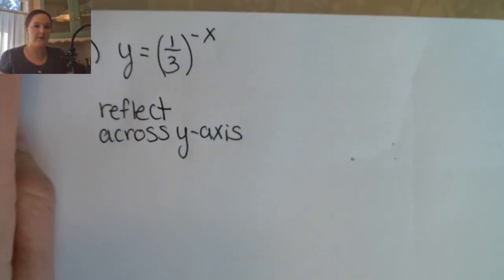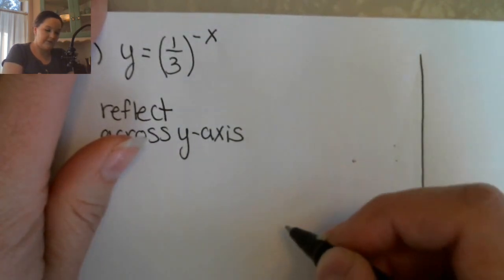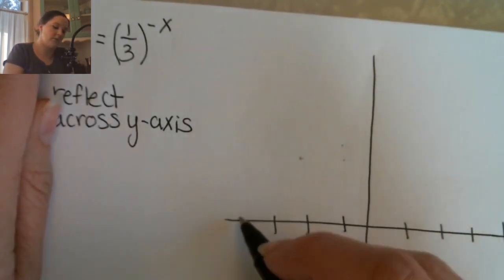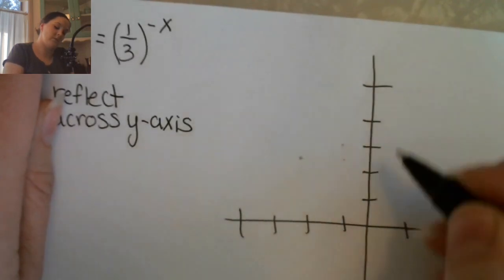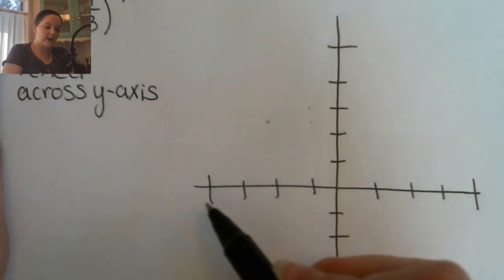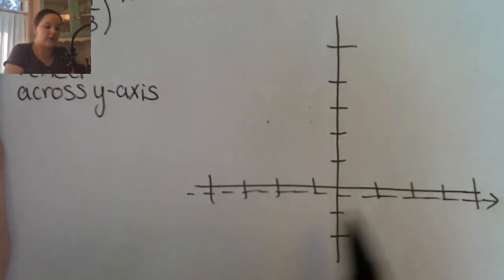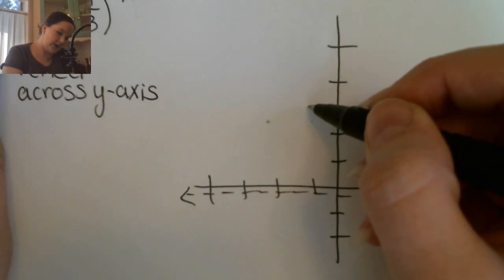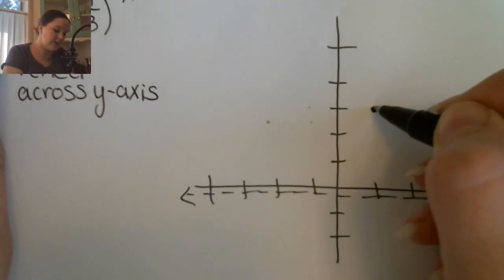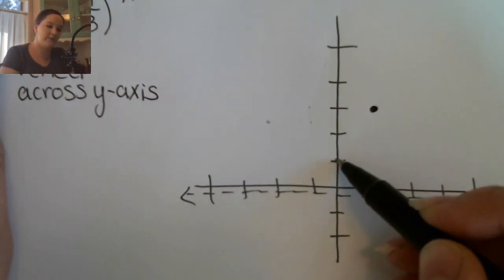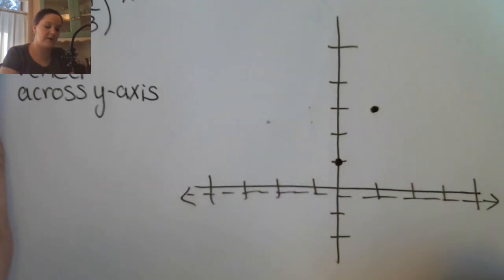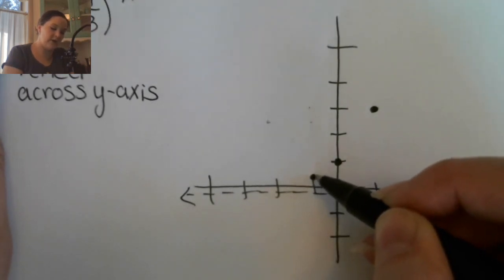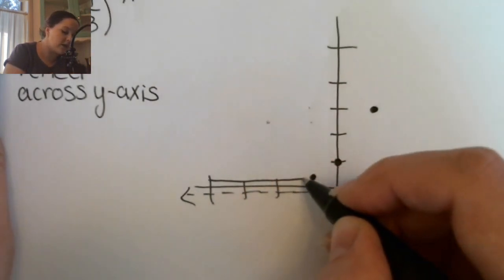All right, so let's look at our graph. We're going to take our dotted line. When you reflect the dotted line, it doesn't look any different. We're going to keep the point that was at (-1, 3), and we're going to reflect it across over here. The point that was at (0, 1), reflect it across. It's in exactly the same spot. The point that was here at (1, 1/3), we're going to reflect it across over here. Then we're going to draw in our graph.